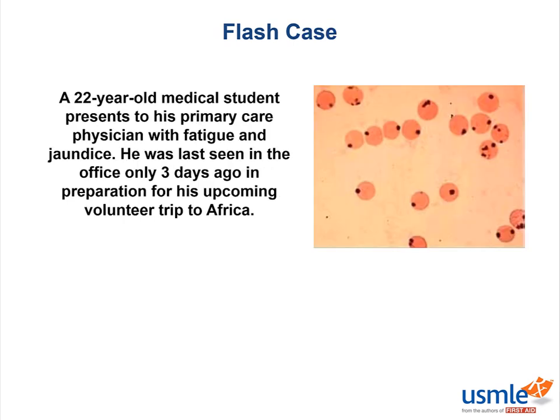Well, let's go back to our flash case. Hey, didn't we just see that image? You're right if you're saying those are Heinz bodies from the denatured globin chains that are precipitated in red blood cells due to oxidative stress.